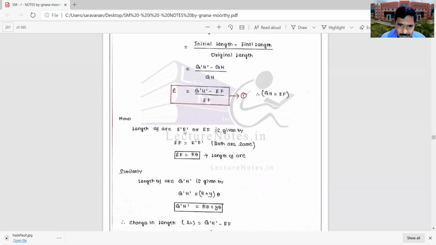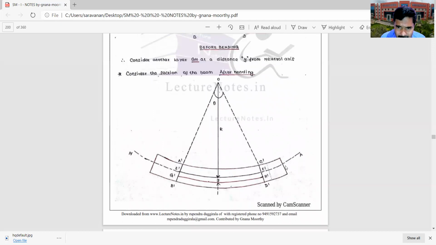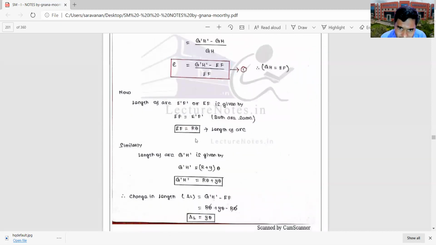Now the length of the arc E dash F dash or EF is given by the following. E dash F dash is the neutral axis, so at the neutral axis there will be very little bending. So E dash F dash is almost equal to the original length EF. Therefore, the arc length E dash F dash or EF is equal to radius into theta, so EF or E dash F dash is equal to R theta.